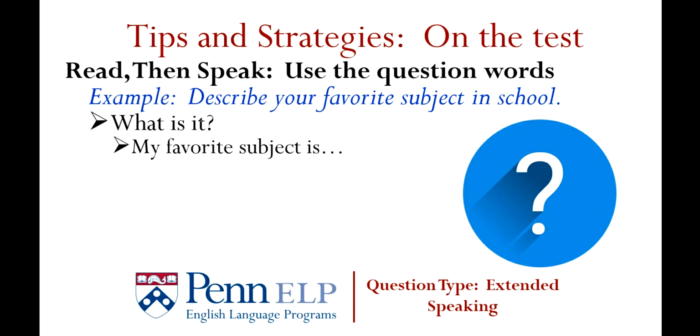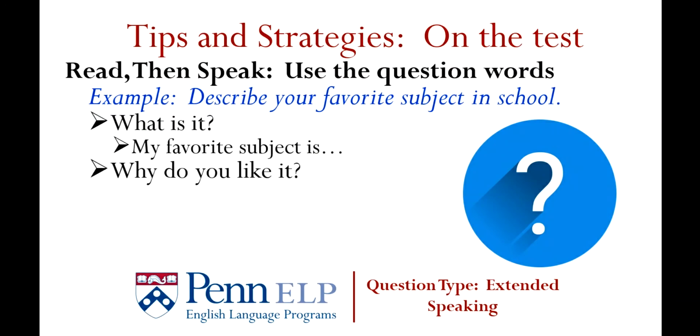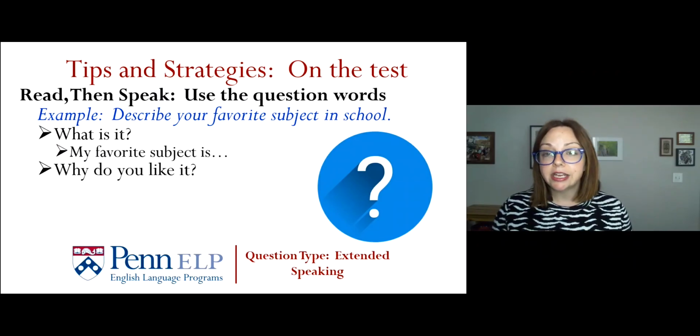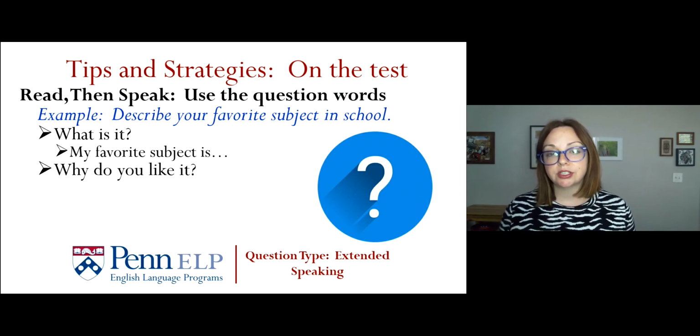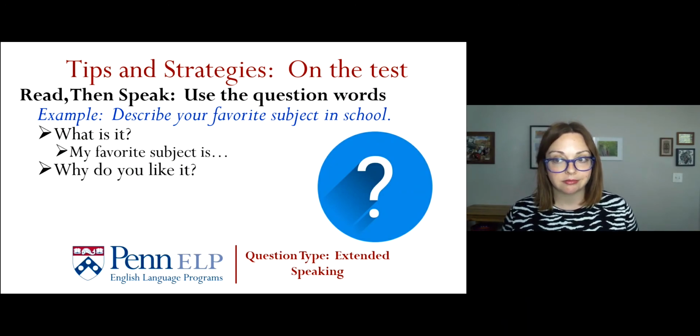My favorite subject is history. Here we can see we're using the present tense, both in the question and in the response. Next question, why do you like it? When I see the word why, I know I'm going to explain something, and maybe I want to use the connector because. I like history because it's full of interesting stories rather than formulas like math and science.